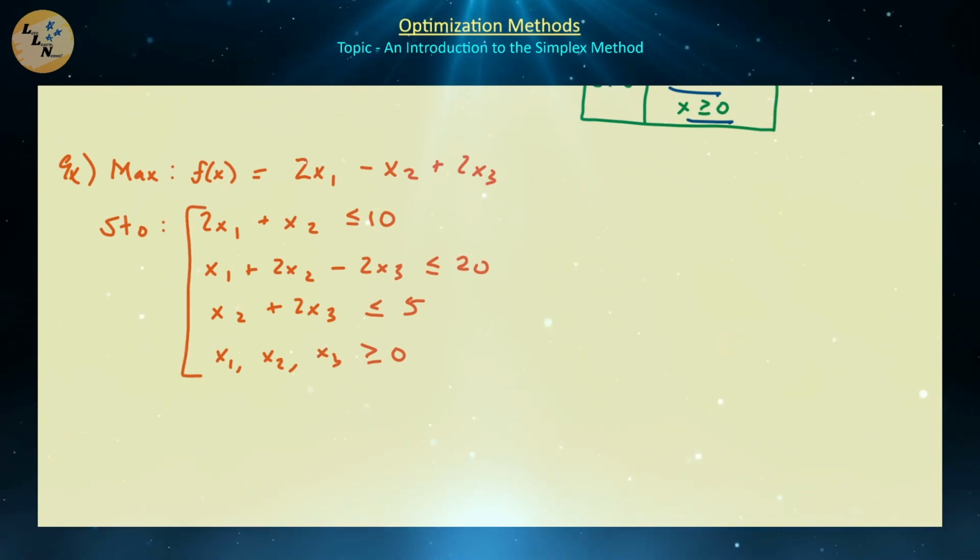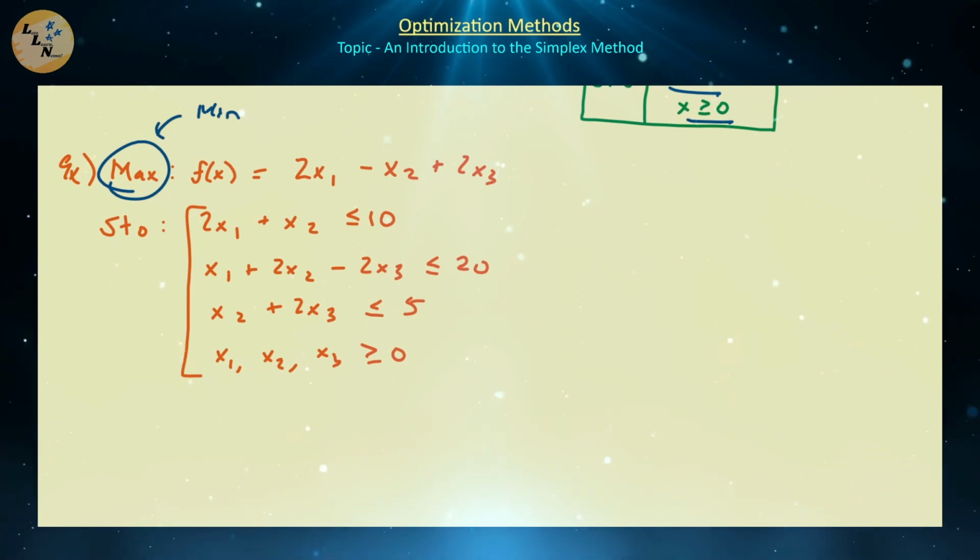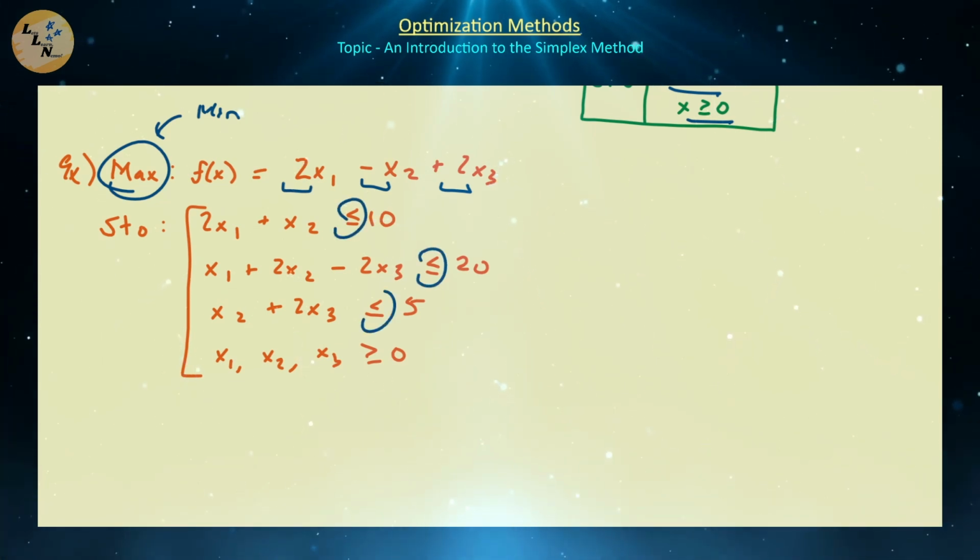So the very first thing that we need to do in order to use the simplex method is to convert this into standard form. We first need to convert this into a minimization problem, so the coefficients 2, minus 1, and 2 are going to be negated. And then we need to change these less than or equal to signs into equal to signs by introducing slack variables, say s1, s2, and s3.